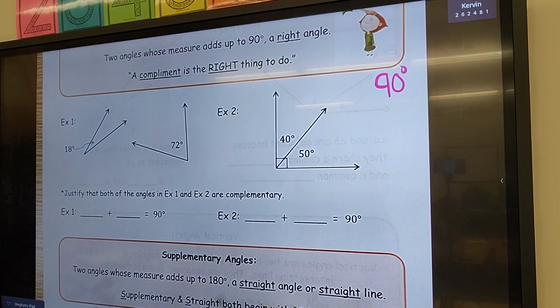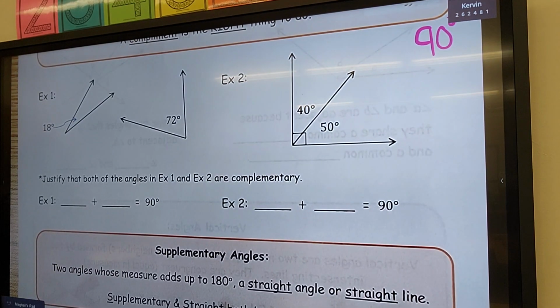So we are looking at example 1, 18 degrees, and we have 72 degrees. We're going to justify that those are both complementary, that they add up to 90. So in those blanks, I'm going to do 18 plus 72, and that does equal 90.